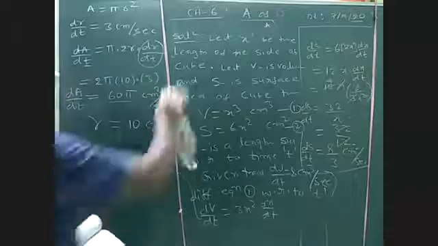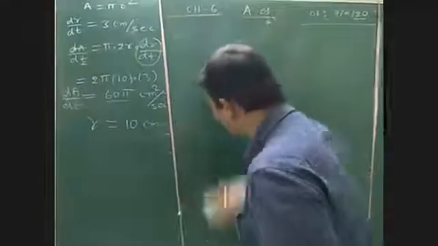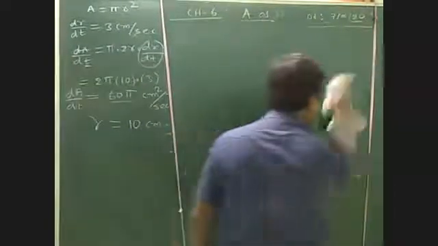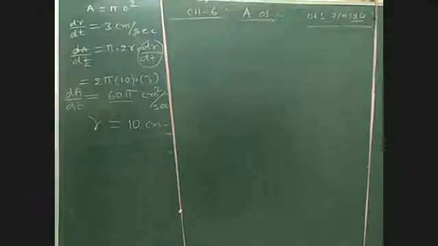Then how to write here? The solution is very clear. Let r be the radius of the circle. Then the area of the circle is A is equal to pi r square. Let us take that as equation 1. And given that the rate of change of radius, increasing uniformly, is like this.